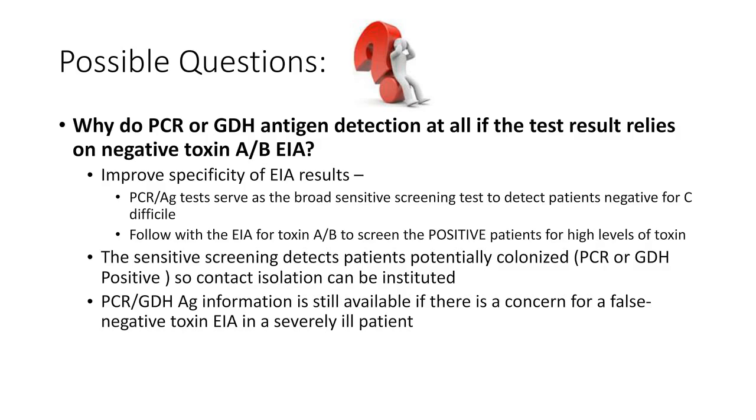PCR and antigen tests serve as the broad, sensitive screening test to detect patients negative for C. difficile. If you then follow that with the EIA for toxin A and B to screen the positive PCR or GDH patients, you will detect those that have high levels of toxin. The sensitive screening detects patients potentially colonized, so contact isolation can be instituted, and the PCR, GDH antigen information is still available if a physician has a concern for a falsely negative toxin EIA in a severely ill patient.